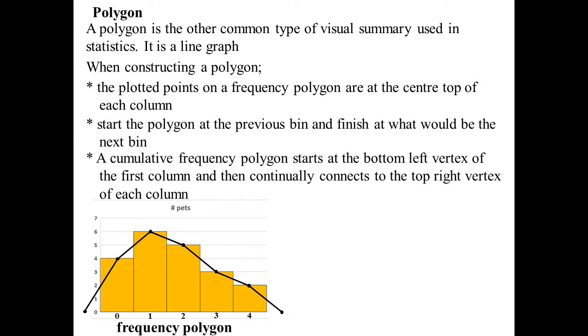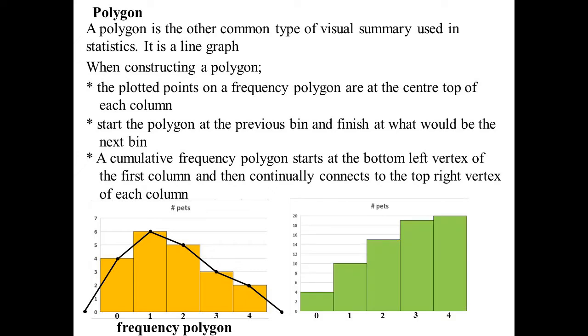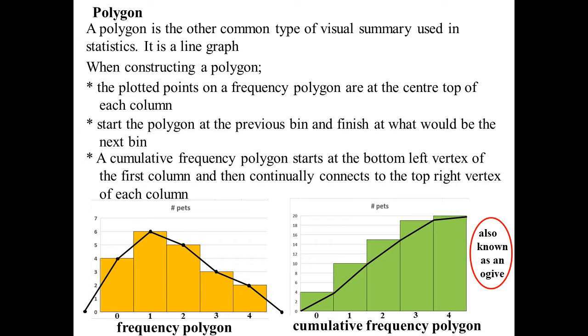Cumulative frequency polygon, we do a little bit differently. We start, well, the very first rectangle, basically we draw the diagonal in. And then we always just join it up to the opposite vertex. So it would look something like that. That's our cumulative frequency polygon, also known as the ogive.